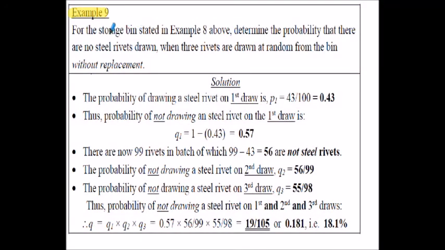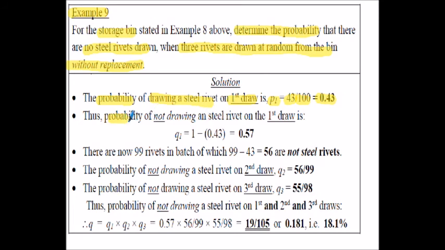Example 9. For the storage bin stated in example 8, determine the probability that there are no steel rivets drawn when 3 rivets are drawn at random from the bin without replacement. So the probability of drawing a steel rivet on the first draw, P1, is 43, the number of steel rivets, divided by 100, the number of rivets in the storage bin. That gives me 0.43, using decimal probability here.